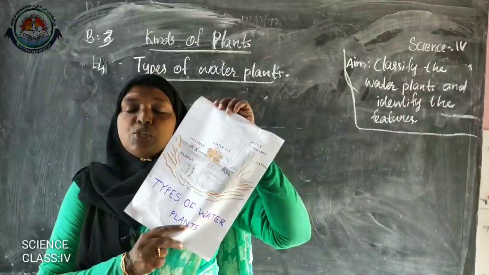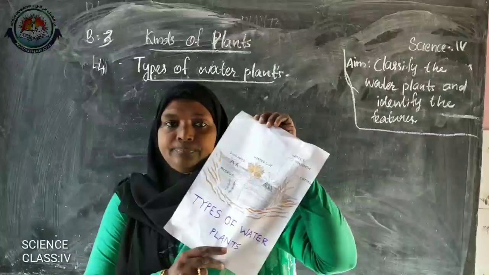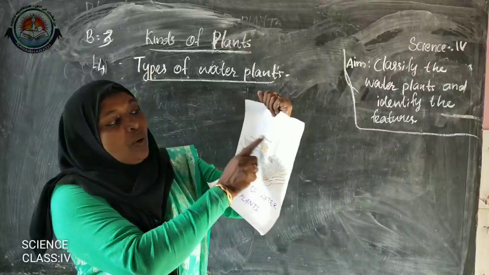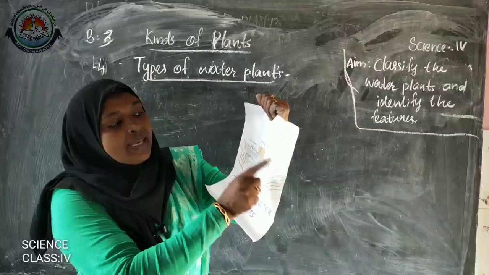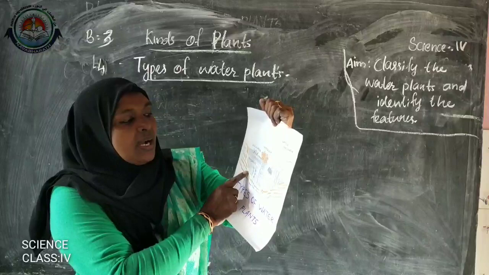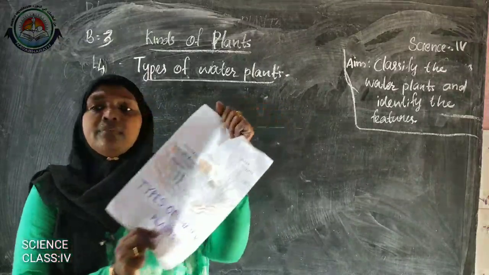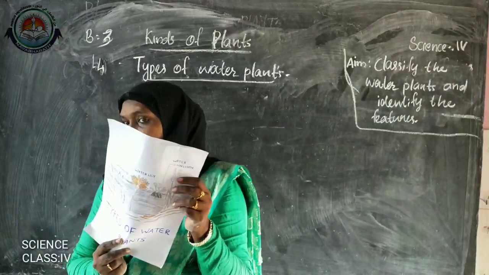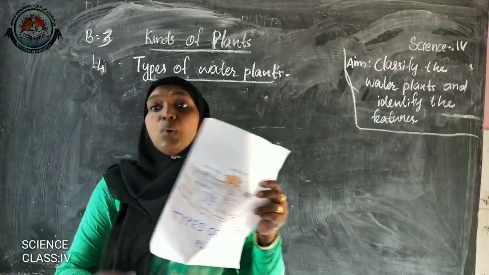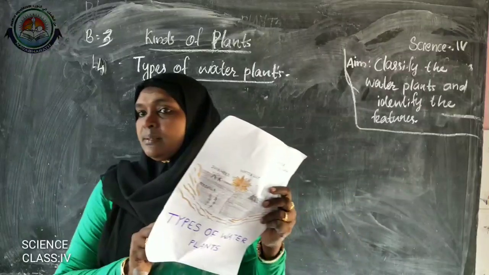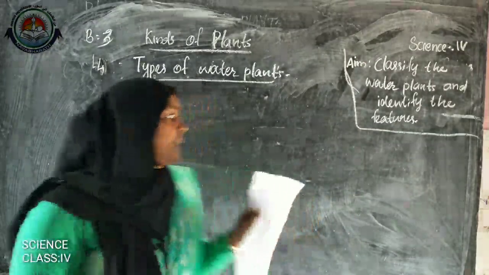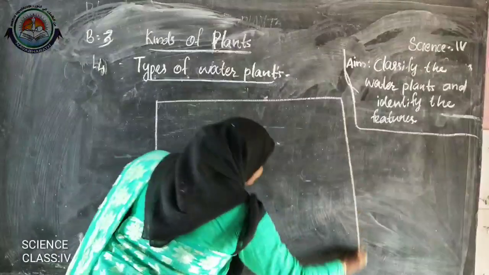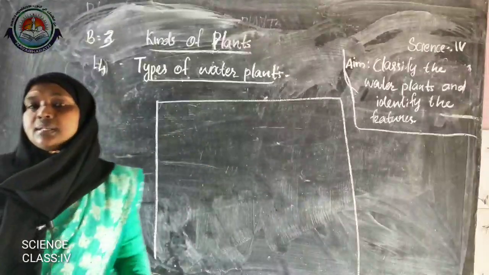Which plants are shown in the diagram? Water lily, duckweed, water hyacinth, cattail, hydrilla. These 5 water plants we have to see in the diagram. Clear? How did you sort the plants? How can we sort them?